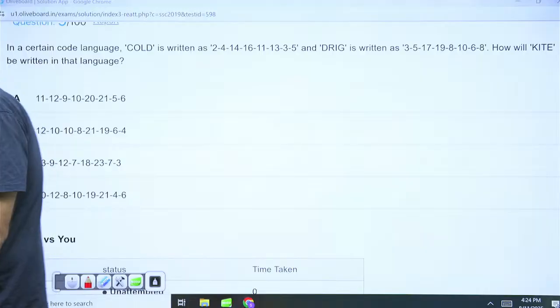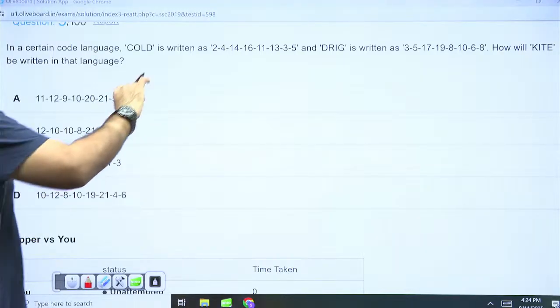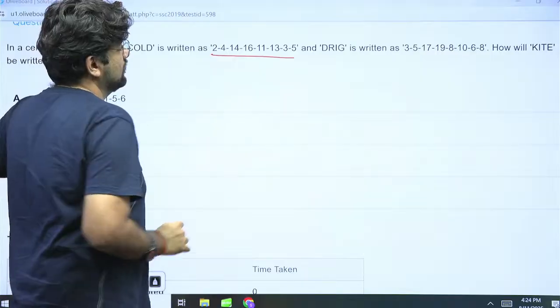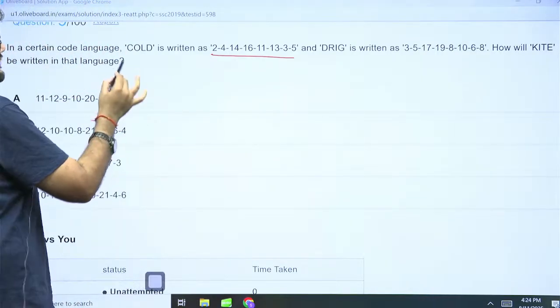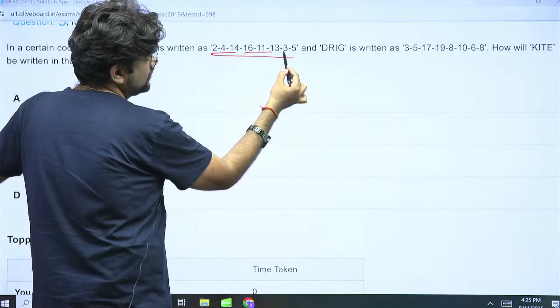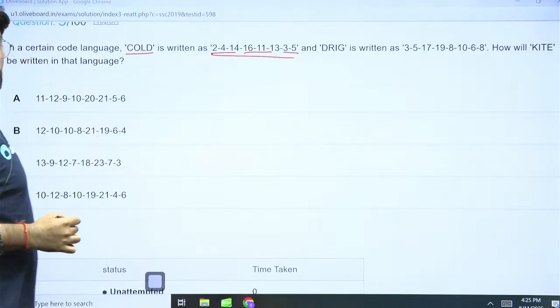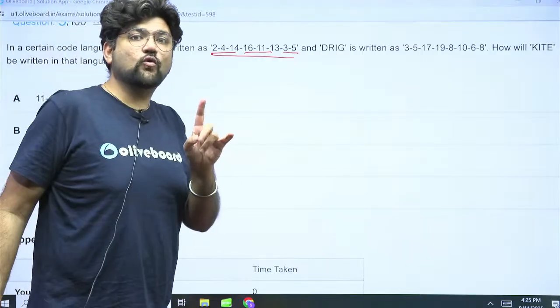Just read the question, you will get it clearly. Correct, correct. Good job, guys. Very good. Cold is written as this. Okay. So if cold is written as this, what do I say? See, but observe carefully. 3, 3, 2. That is 8. But we have only 4 letters here. So each letter is been coded by 2 numbers.